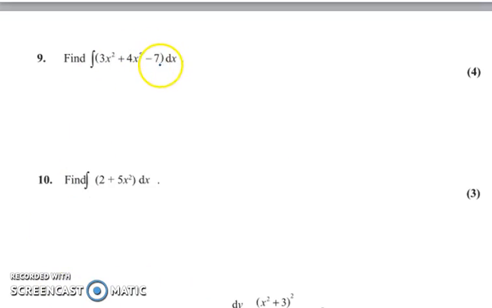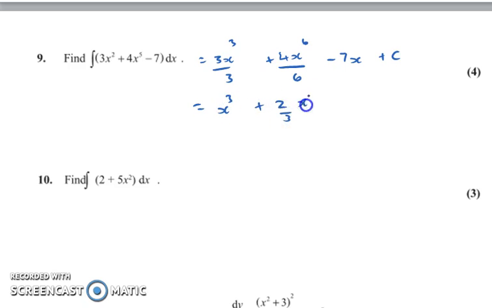Okay, number 9 and number 10, both straightforward. When we integrate this, we get 3x cubed over 3, add 4x to the 6 over 6, minus 7x, add c, simplifies to x cubed, add 2/3 x to the 6, minus 7x, add c. And then question 10 becomes 2x, add 5x cubed over 3 plus c. No simplifying needed here.